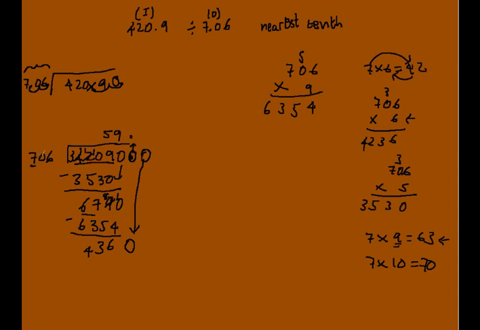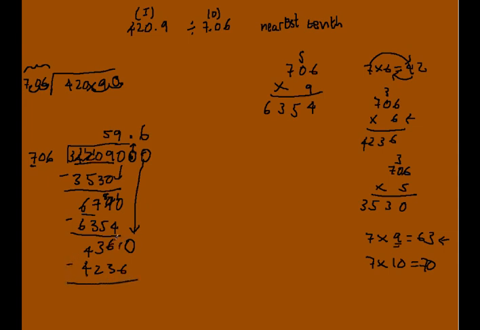Now we want to check how many times 706 goes into 4360. It's probably going to be 6 times, because 706 times 6, we already have it here. It's 4,236. So it's 6 times. So 6 times 706 is 4,236. Let us subtract here.